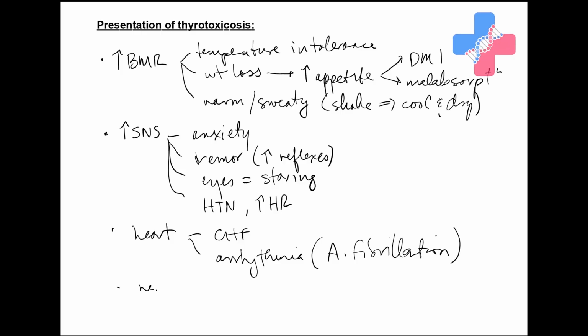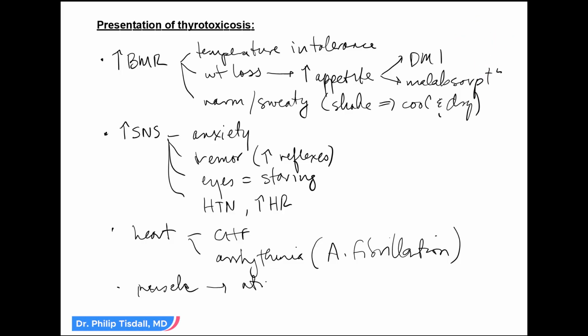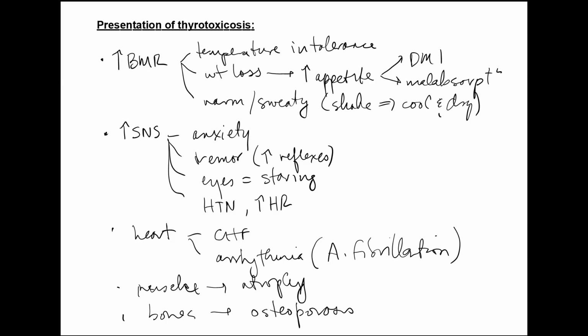Skeletal muscle behaves the same as heart muscle, and so it's very common in these patients to have weakness secondary to atrophy. And then the general increase in activity affects the bones, and these patients develop osteoporosis. Occasionally, it can be acute enough that the patient will show hypercalcemia on the metabolic panel.